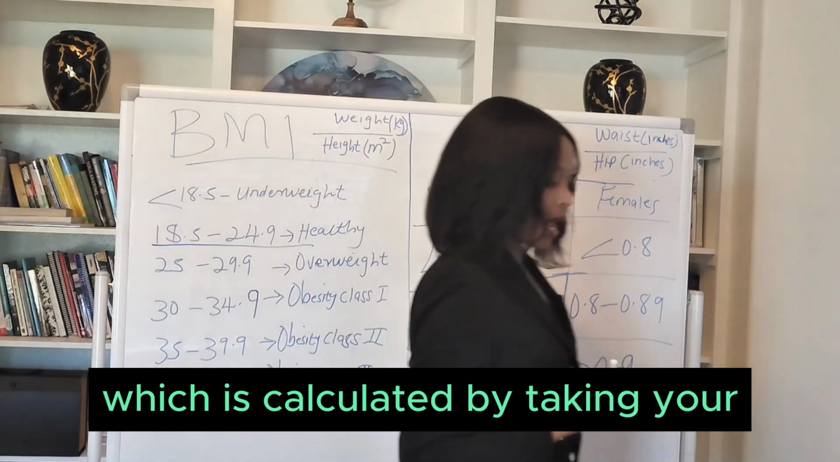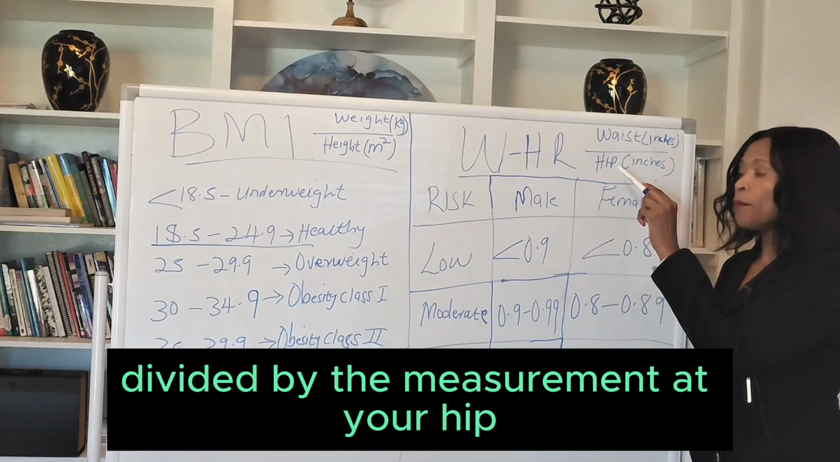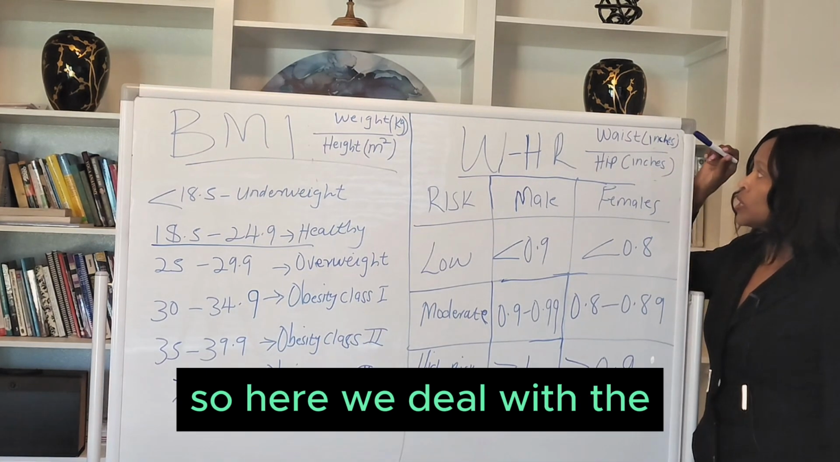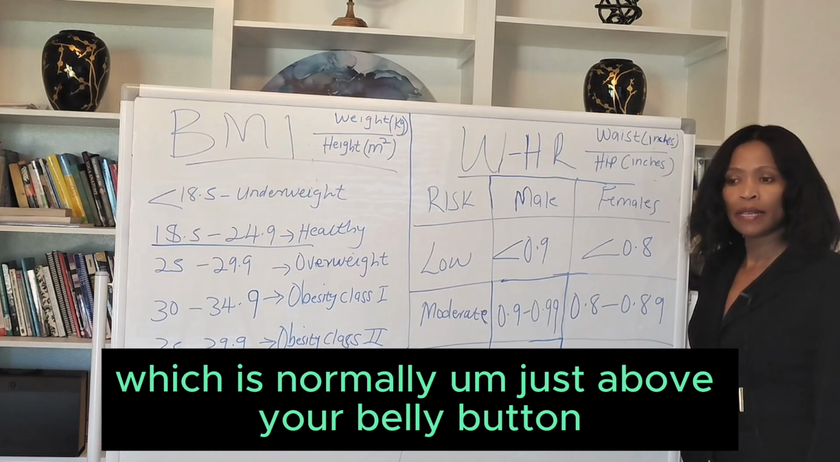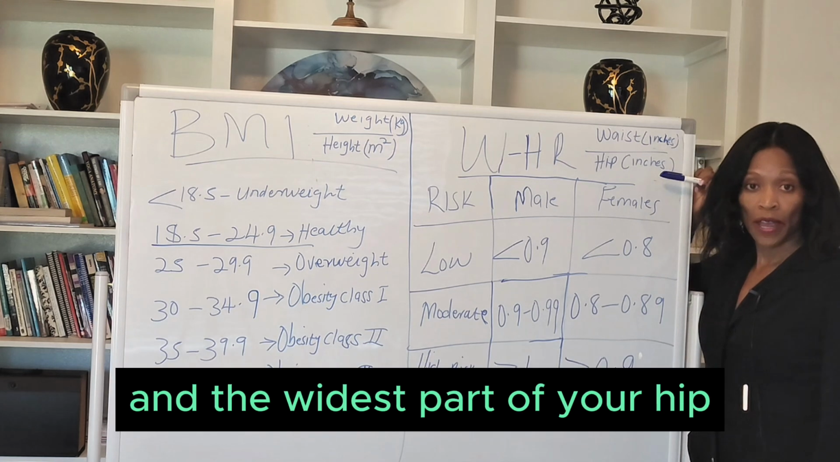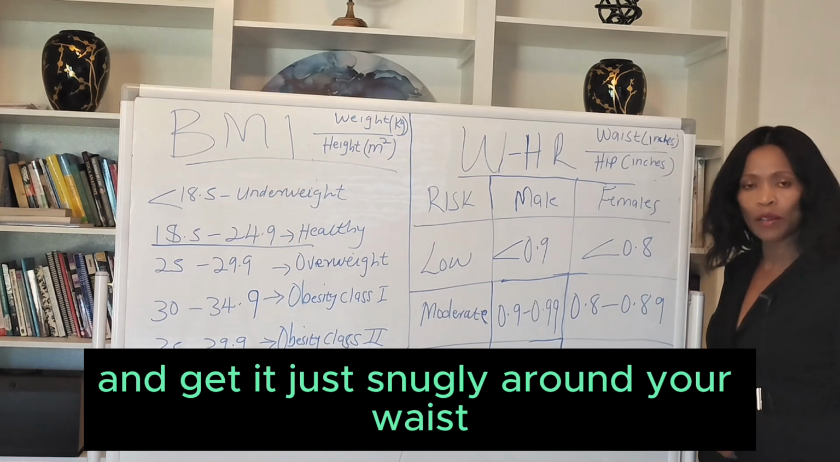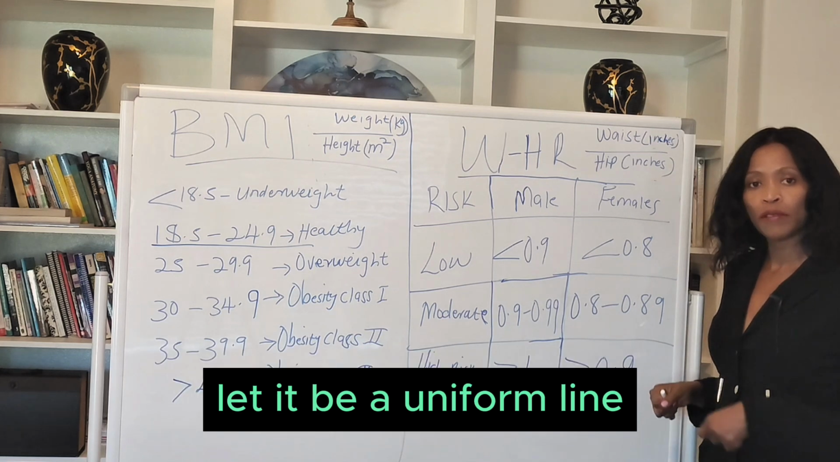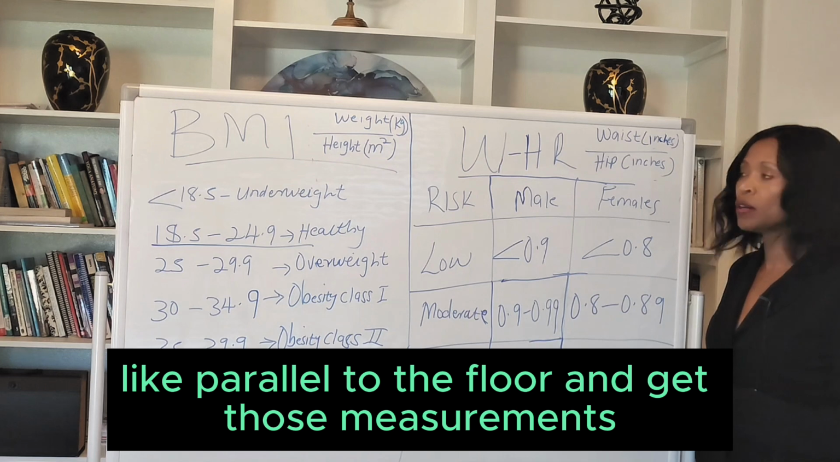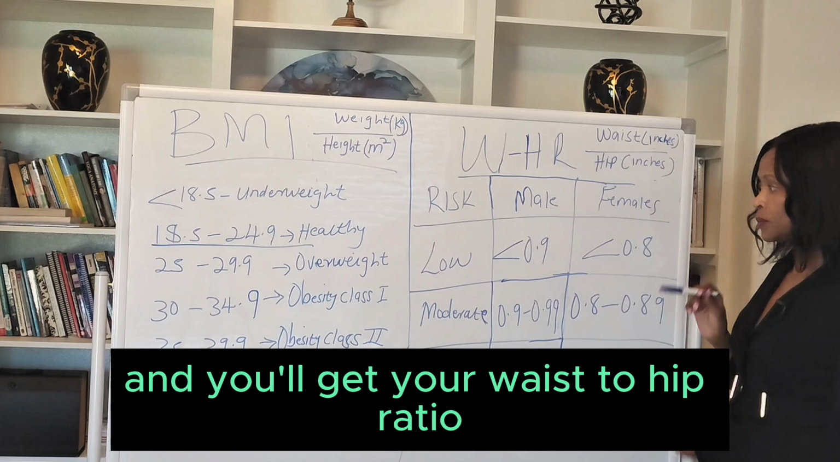So on the other side of the table, we have the waist to hip ratio, or the WHR, which is calculated by taking the measurement at your waist divided by the measurement at your hip. Here we deal with the narrowest part of your waist, which is normally just above your belly button, and the widest part of your hip. Use a tape measure and fit it snugly around your waist, not tightly, and not lopsided. Let it be a uniform line, parallel to the floor, and get those measurements, and then calculate, and you'll get your waist to hip ratio.